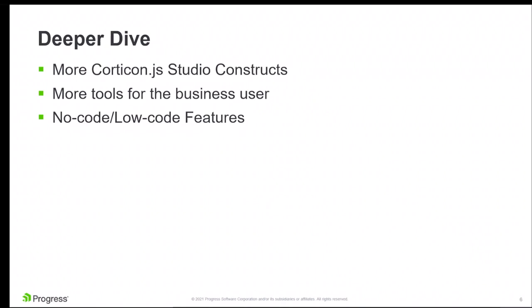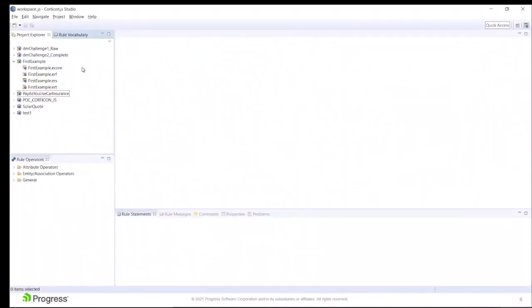We call all these no-code or low-code features because they help the business user who is not typically a programmer. So let's jump back to Corticon Studio. Let me close the first example we worked on and show you a more fully developed example. In real life, rules tend to be much more complex than the first example we wrote a few minutes ago.